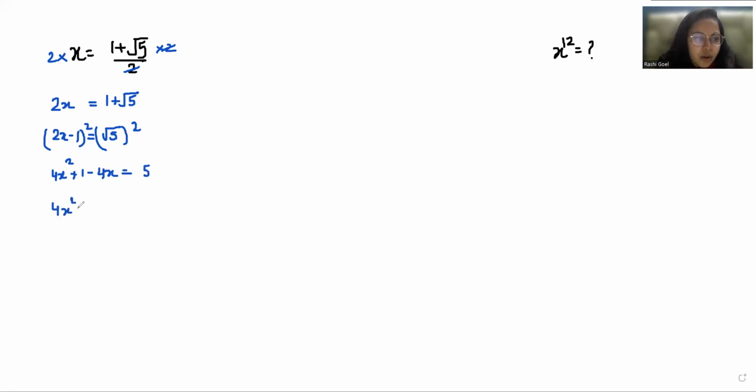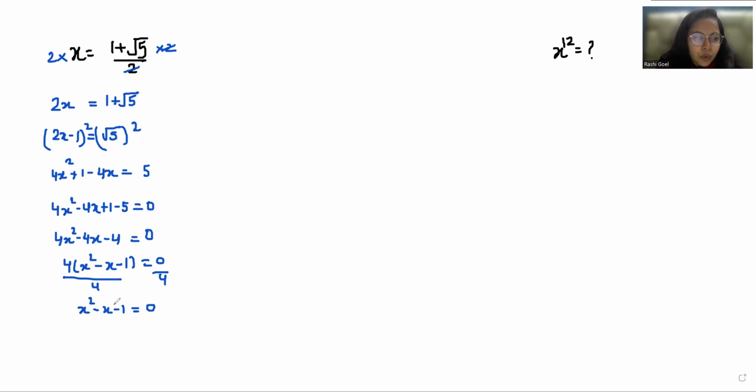So 4x square minus 4x plus 1 minus 5 is equal to 0. 4x square minus 4x minus 4 is equal to 0. So if I take 4 as common, x square minus x minus 1 is equal to 0. Now I'm going to divide both sides by 4. So x square minus x minus 1 is equal to 0. So if I find the value of x square, it is equal to x plus 1.